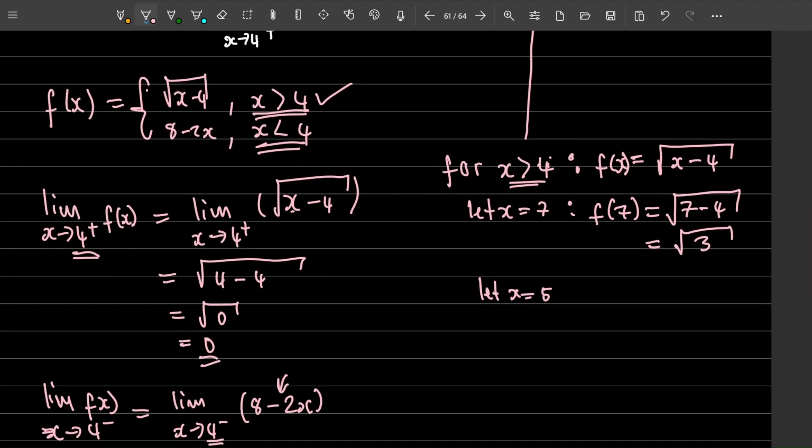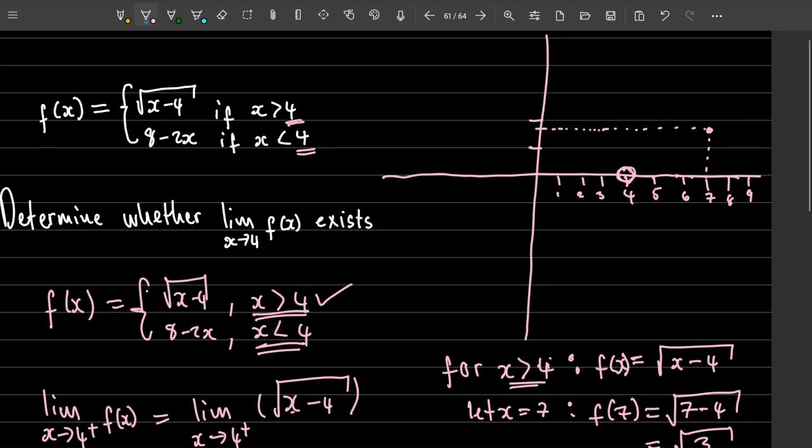I said let x be equal to 5 because 5 is greater than 4. So I'm going to get f of 5. And what is that going to be? The square root of 5 minus 4, which is the square root of 1, which is just 1. So at x equals 5, y is going to be 1 like that. Okay, so if I plot it, the curve is going to come like this. Something like that. That's going to be the curve. It's a curve, okay, because it's a root.